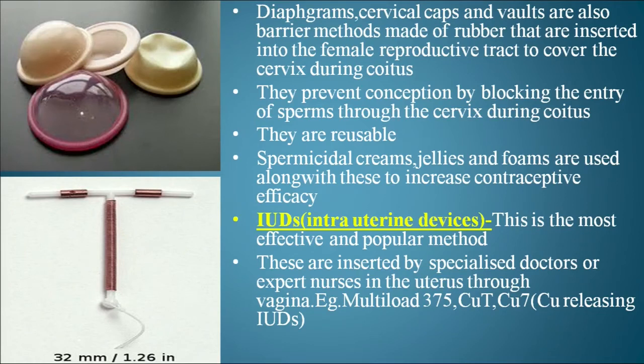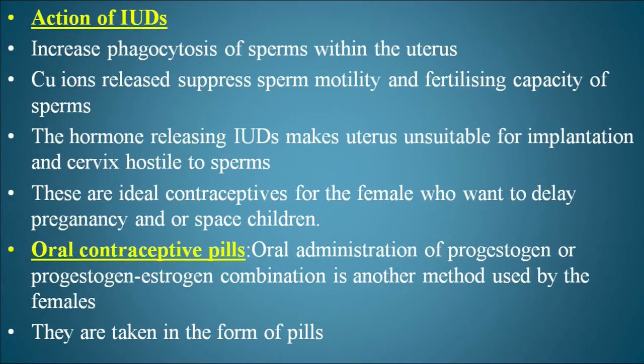Next, the most important and the most popular method of contraception is the IUD, that is, intrauterine devices. These are inserted by specialized doctors or expert nurses in the uterus through the vagina. Examples of IUDs are Multiload 375, Copper T, Copper 7 and Progestasert. And how does an IUD work? They increase phagocytosis of sperms within the uterus. Copper ions released suppress sperm motility and the fertilizing capacity of sperm. The hormone releasing IUD makes the uterus unsuitable for implantation and the cervix hostile to sperms. These are ideal contraceptives for females who want to delay pregnancy or space children.